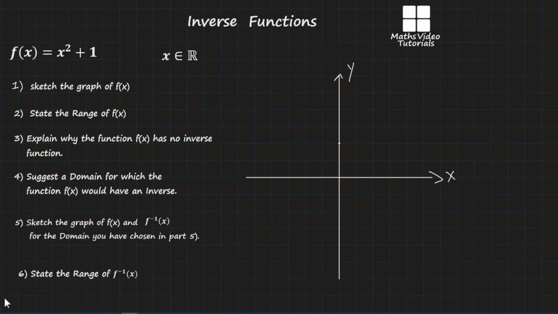We have got a quadratic function, f of x equals x squared plus 1. We have got 6 questions to answer. Let's start with the first question. Sketch the graph of f of x. The domain is the set of all real numbers.